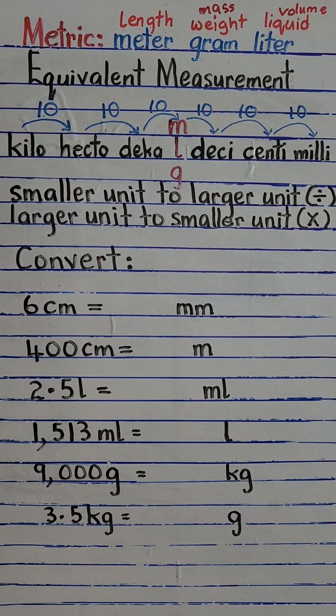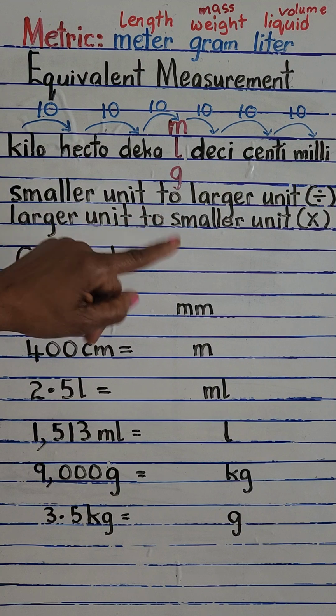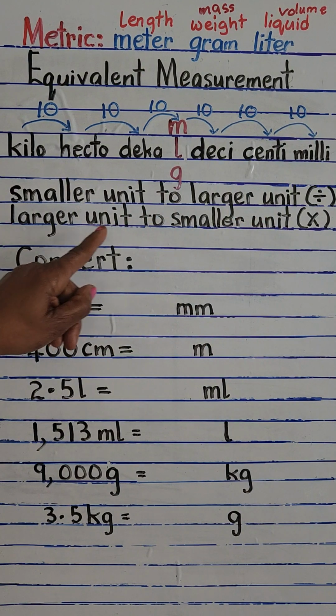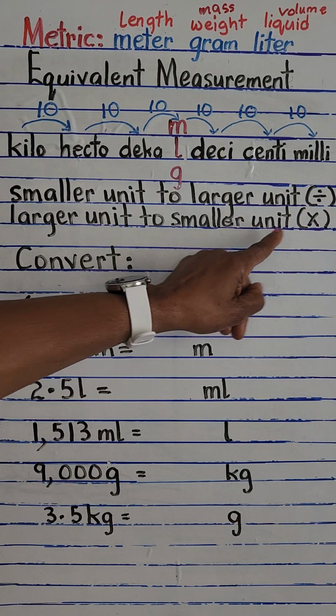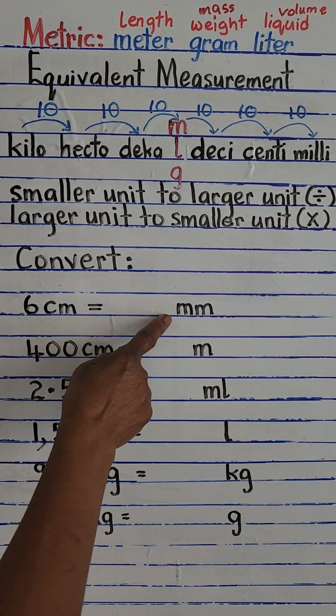But before we get started, let's note that from a smaller unit to a larger unit, we need to divide, and from a larger unit to a smaller unit, we need to multiply. So our first example, 6 centimeters to millimeters.